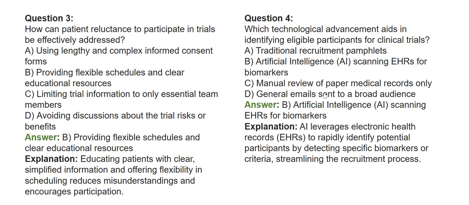So A, C, and D are traditional approaches for outreach. However, the only advancement that applies here is the AI, artificial intelligence. So B is the answer, as AI leverages electronic health records, EHRs, to rapidly identify potential participants by detecting specific biomarkers or criteria, streamlining the recruitment process.